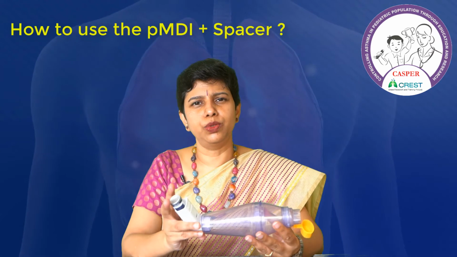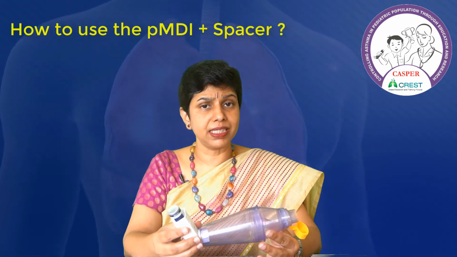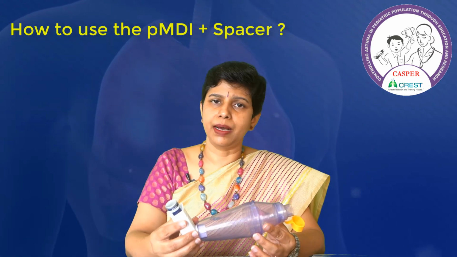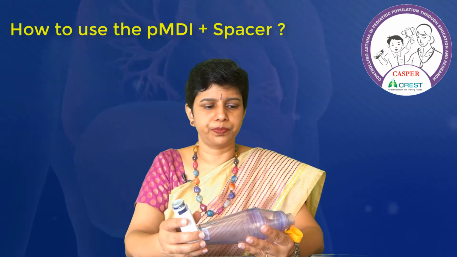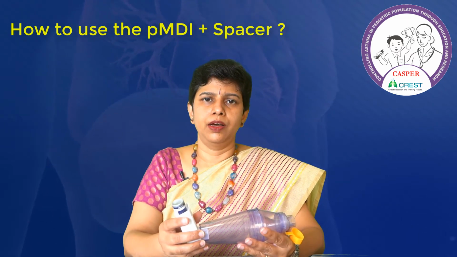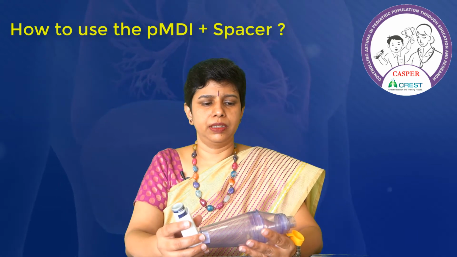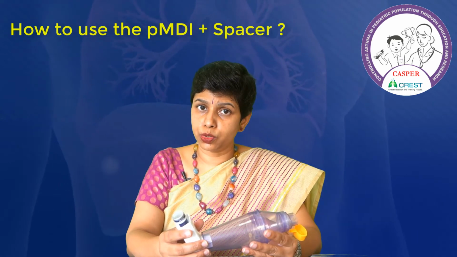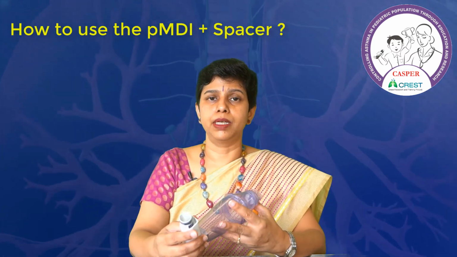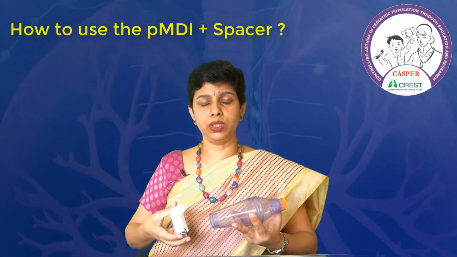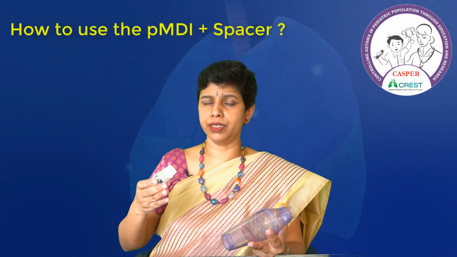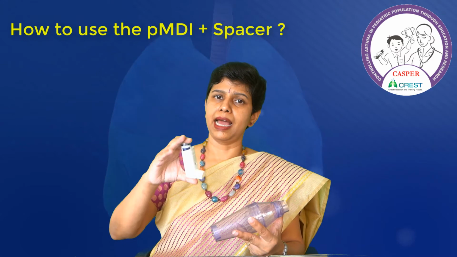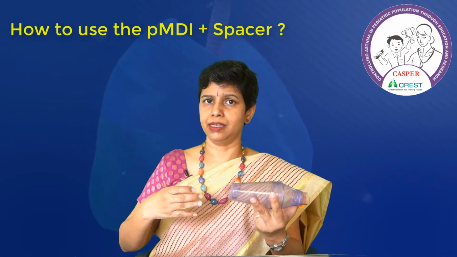We ask the child to do this for at least half a minute, at least 30 seconds, if possible up to 1 minute. Breathe in and out of the spacer. If there are children who can do controlled breathing, then we can also ask them to hold the breath, exhale out, hold the breath. This is for older children. Connect, actuate and inhale directly. I'll just show you.